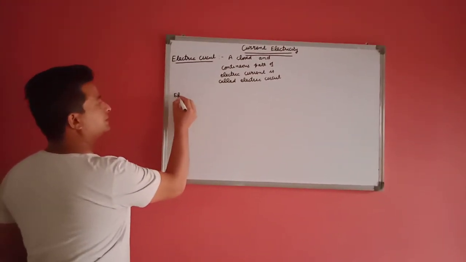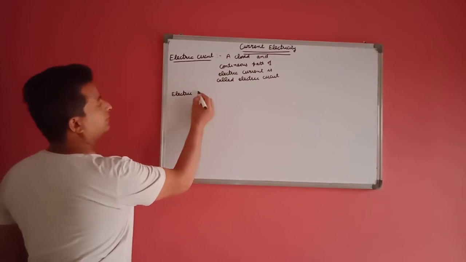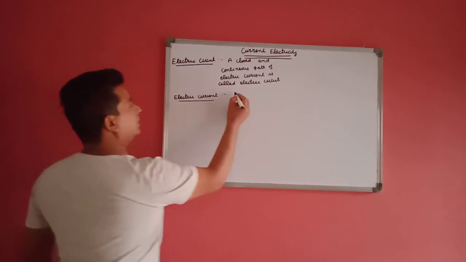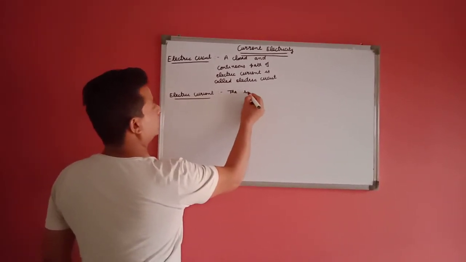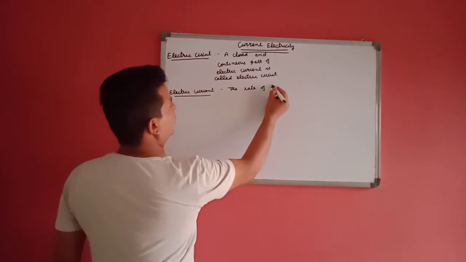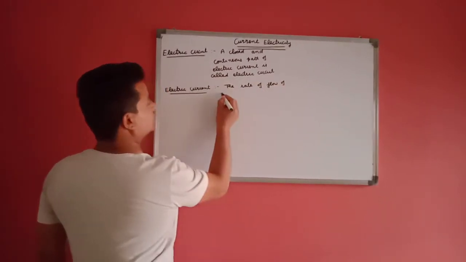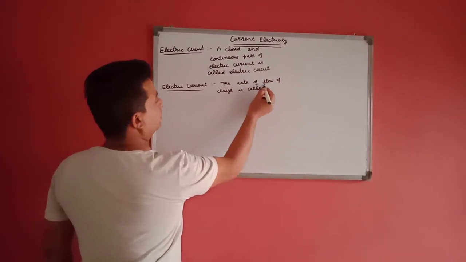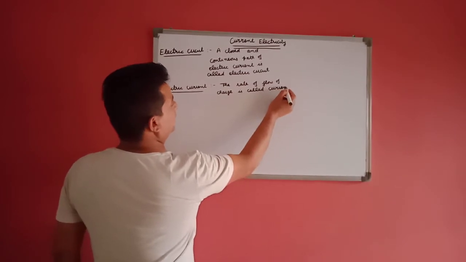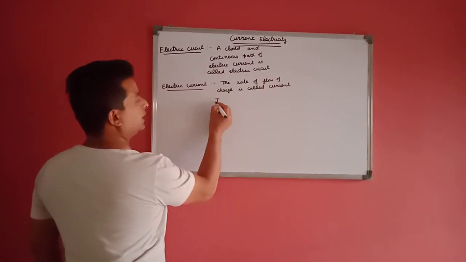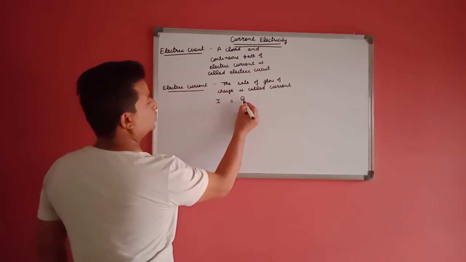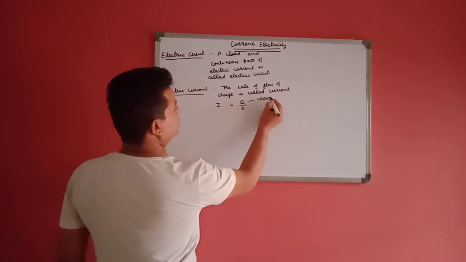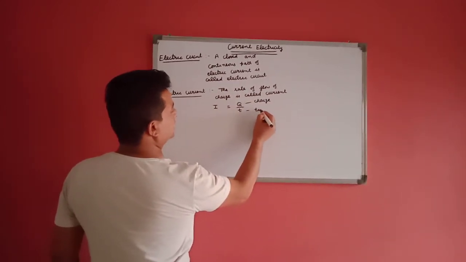Second definition is electric current. Its definition is simple: the rate of flow of charge is called current. It is denoted by symbol I. I is equal to Q upon T, where Q is the charge and T is the time.